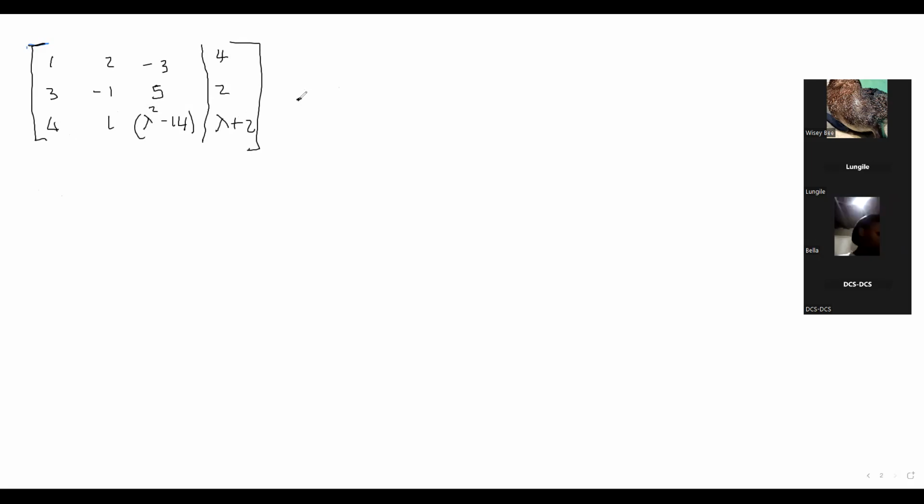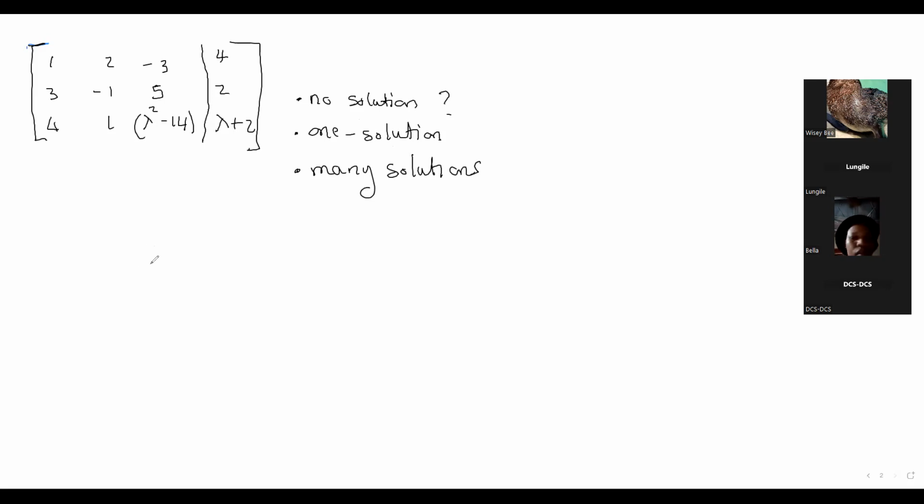But we'll just do all three of them. No solution. That's the question they asked. And then I'll just show you one solution, and many solutions. So you do the same thing for all of them. It's just the conditions that differ. So the first thing you do, you look at your matrix, right?